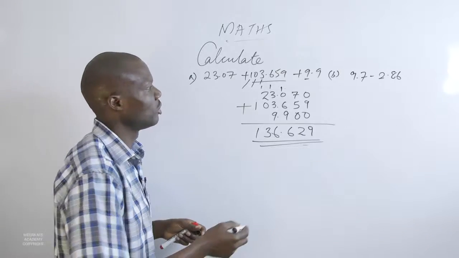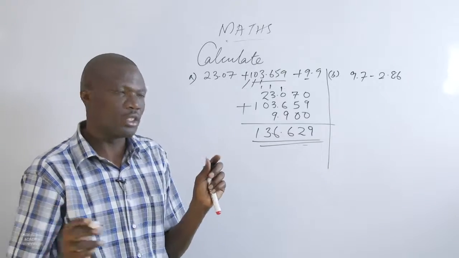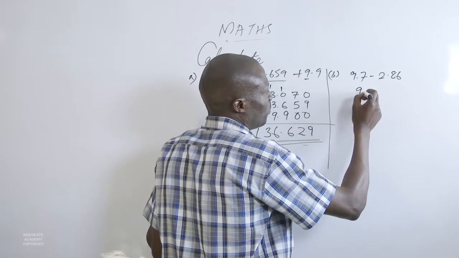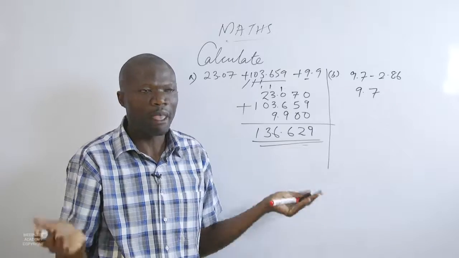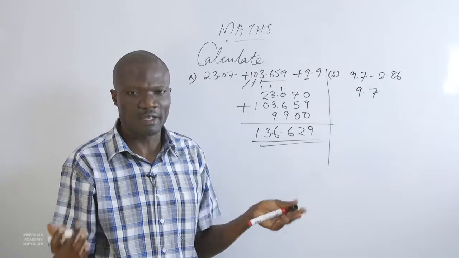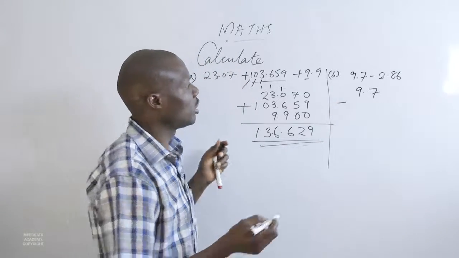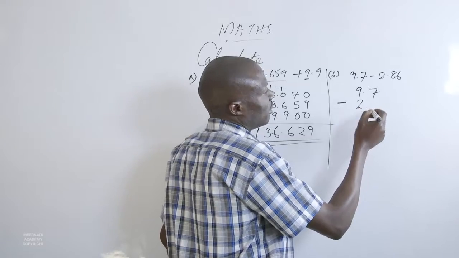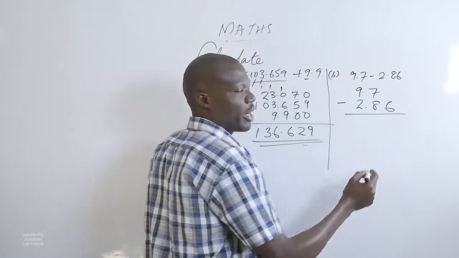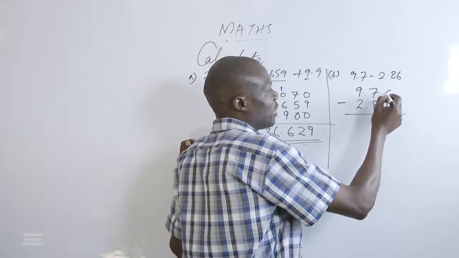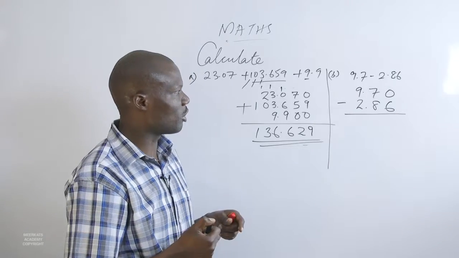For question 2, we again rearrange. 9, its place value is ones. 7, its place value is tenths. Minus 2 is under 1. Then we have 8, which is under tenths, and then we have 6. We are subtracting, so we bring in a 0 here so that we can have the columns for all the places we require.